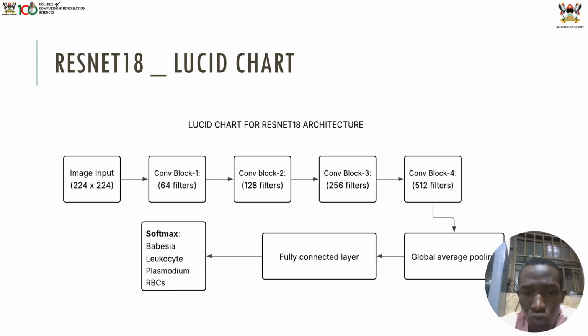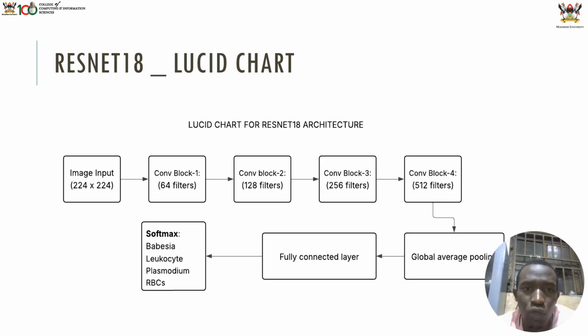Then you have conv block 2, which is composed of 128 filters. And the second block increases. Remember, the first one had 64, and then the second one increases to 128 filters, allowing the model to capture more detailed features. And at this level, the network begins detecting shapes and simple structures. The feature maps become more informative compared to the first layer.